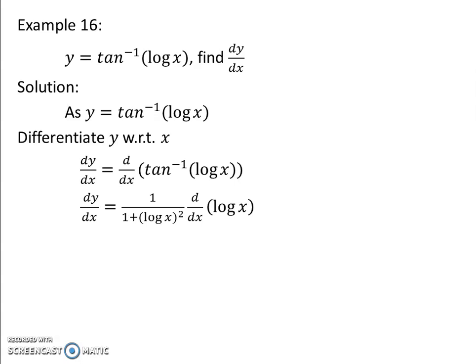that is equal to 1 upon 1 plus log x bracket square into derivative of log x, that is equal to 1 upon 1 plus log x bracket square into 1 upon x. So simplifying this, we get final answer 1 upon x into 1 plus log x bracket square. So in this example, we have just used the formula of tan inverse x and chain rule.